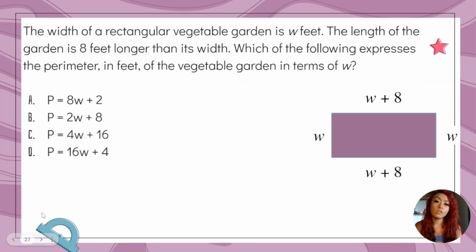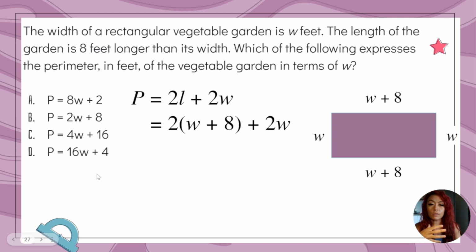So before moving on to the third read, let's solve the problem. They want to know which of the following expresses the perimeter. So we're going to need to use our perimeter formula. So all we're going to do is substitute W plus 8, the expression we created for the length. We're going to substitute W plus 8 for L, and we're going to leave W as W, right? Because that's the width. We don't have a value for that. So we substitute into the formula and we get 2 times the sum of W and 8 plus 2W.